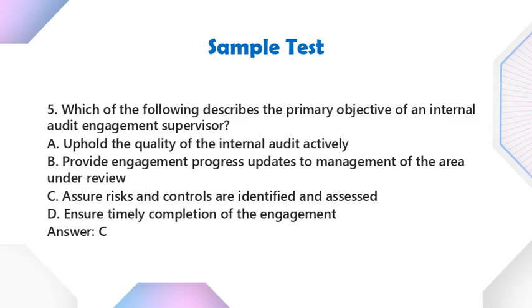5. Which of the following describes the primary objective of an internal audit engagement supervisor? A. Uphold the quality of the internal audit activity. B. Provide engagement progress updates to management of the area under review. C. Assure risks and controls are identified and assessed. D. Ensure timely completion of the engagement. Answer: C.